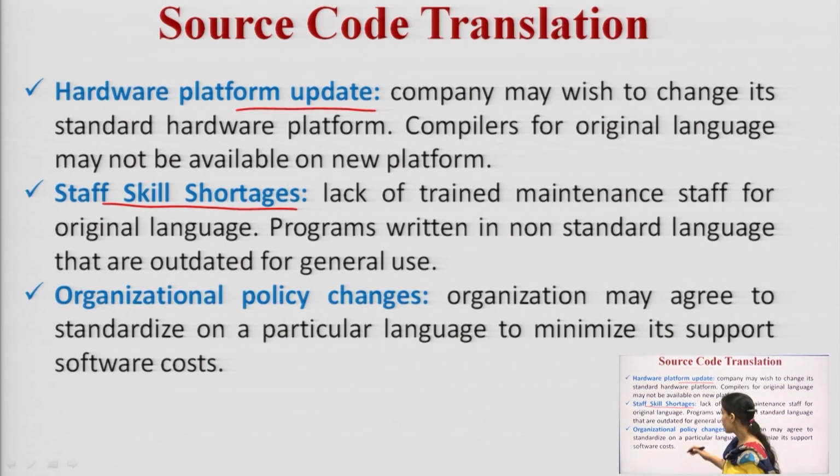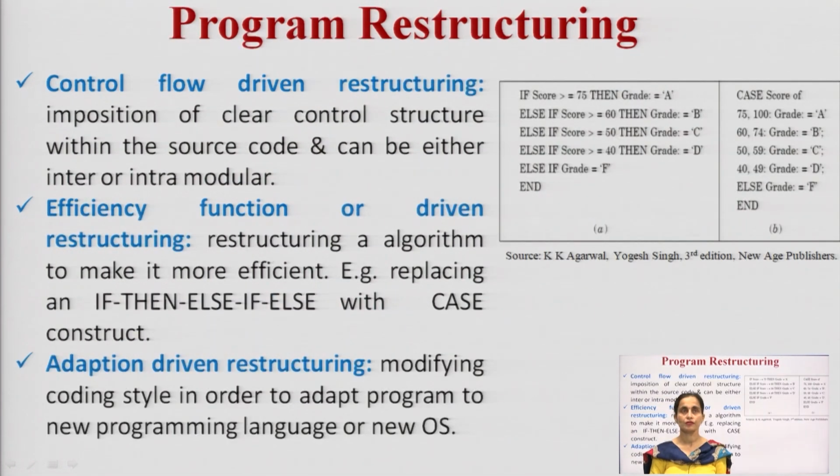Then the third one is the organization policy change. Suppose there is a change in the policy of the organization. These are the factors that affect the software maintenance cost.